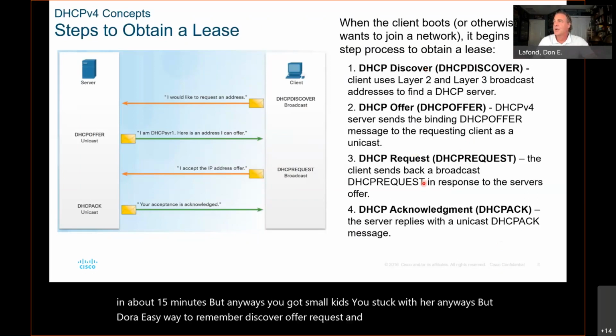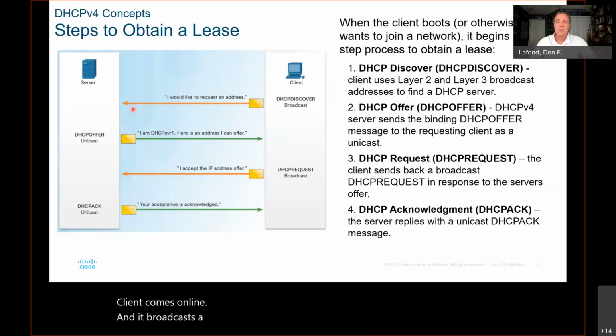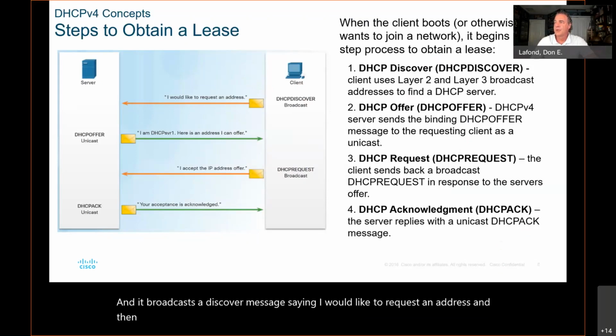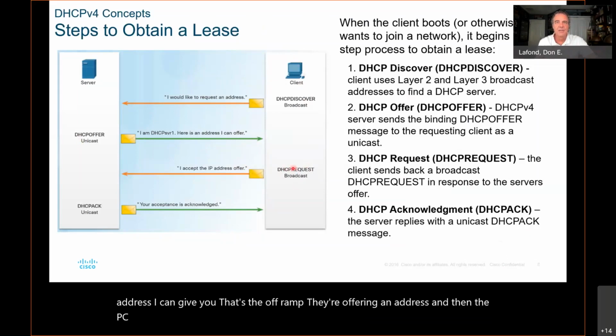So how does that work? Well, the client comes online and it broadcasts a discover message saying, I would like to request an address. And then one or more servers unicast back to the PC that comes online, here is an address I can give you. That's the offer. They're offering an address. And then the PC accepts one address and then does a broadcast back out.